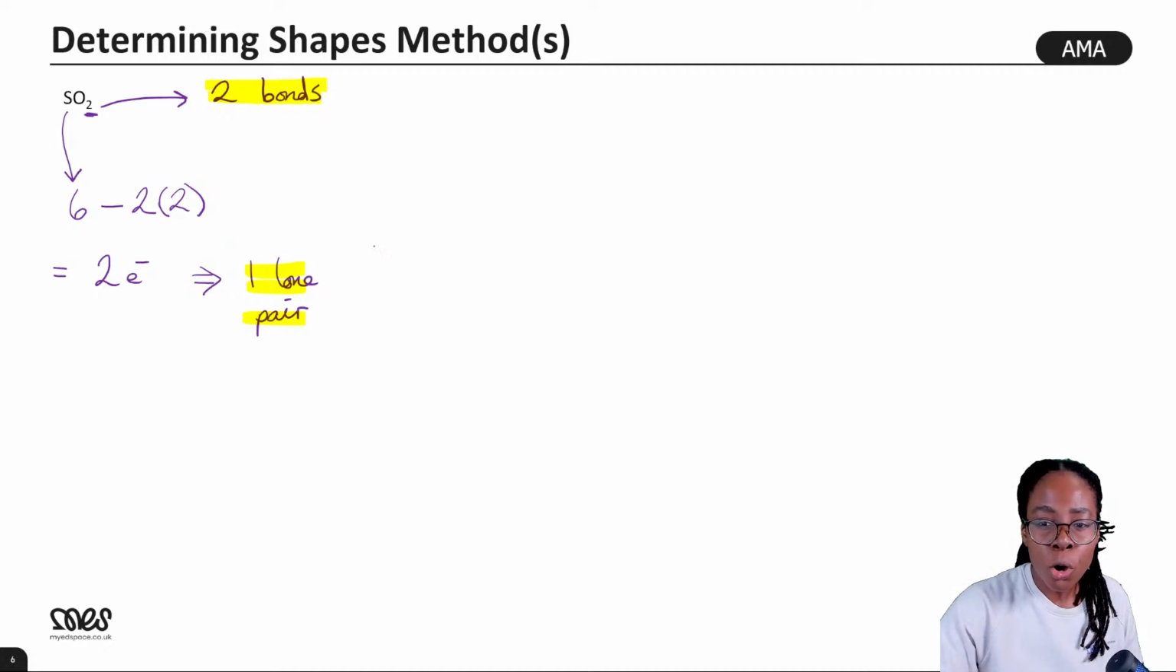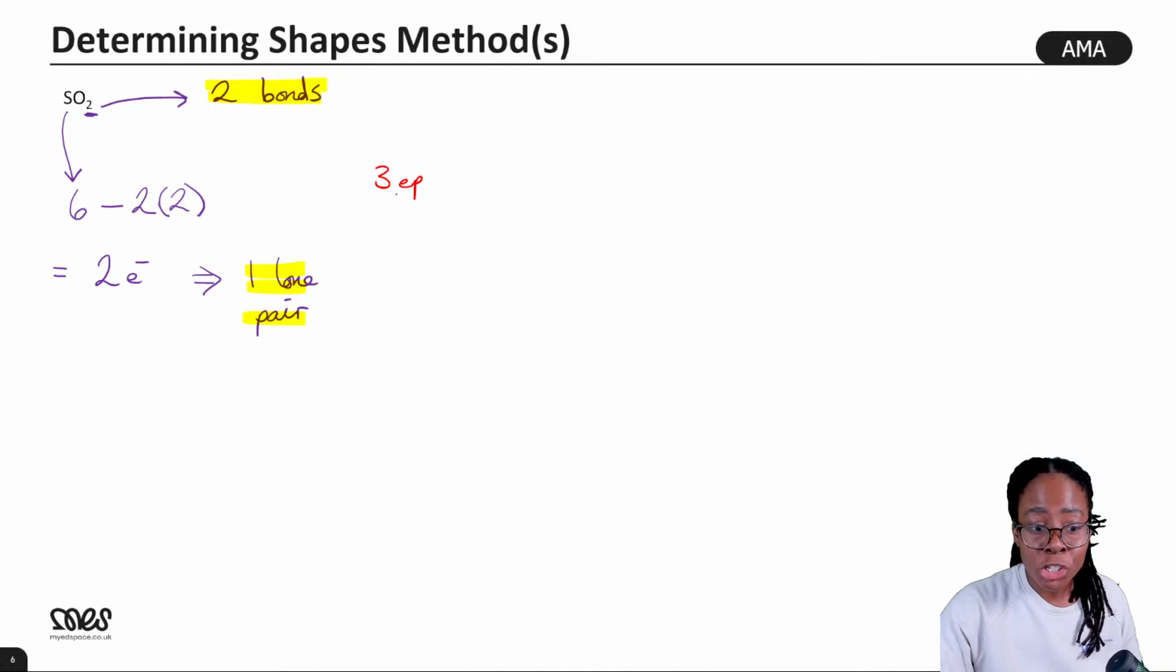So because in total, we've got 3 electron pairs, our shape is going to be based off of 3 electron pairs. What's the base shape?